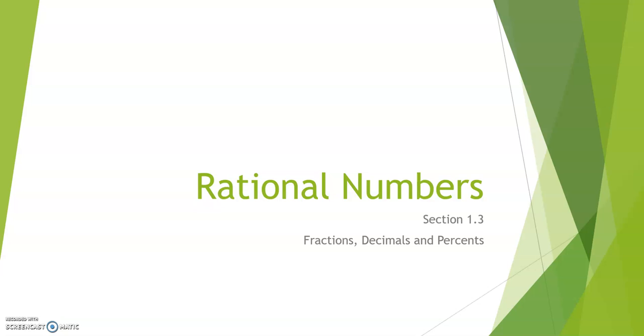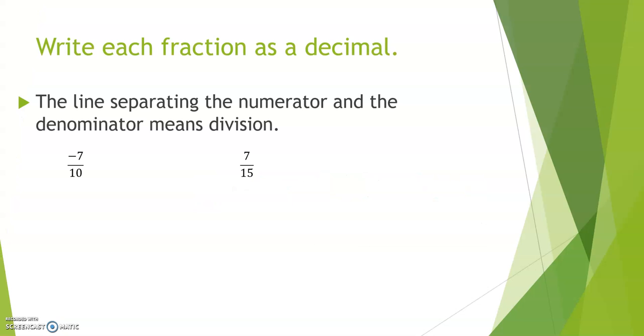Section 1.3, rational numbers, fractions, decimals, and percents. Write each fraction as a decimal. The first fraction we're looking at is -7/10. We need to remember the line separating the numerator and the denominator means division. So we're dividing 7 divided by 10.